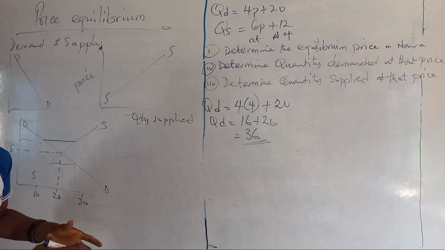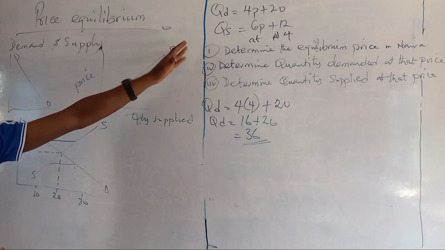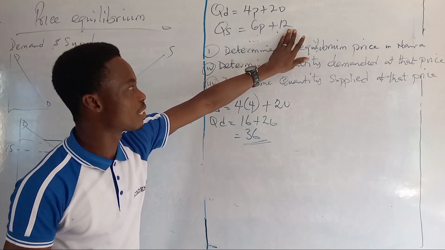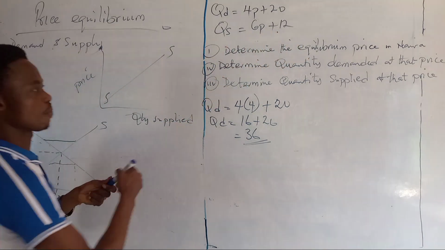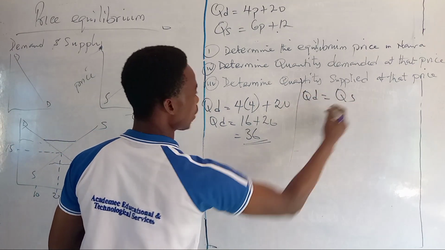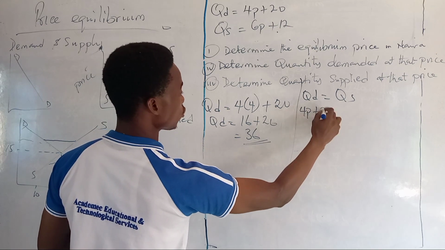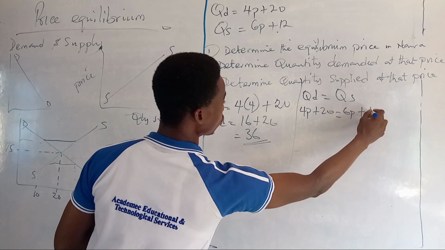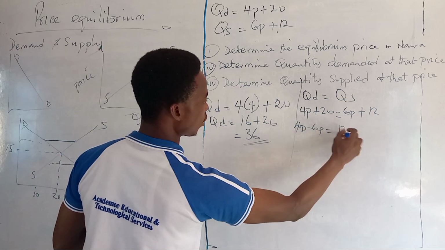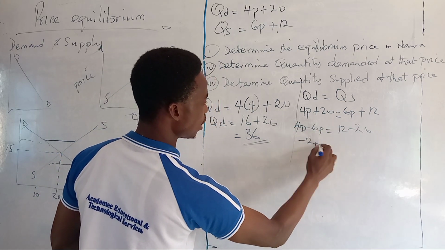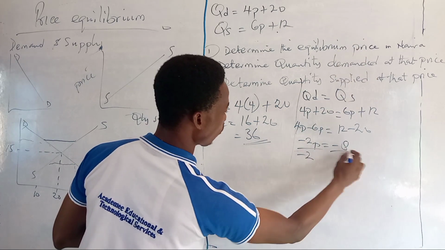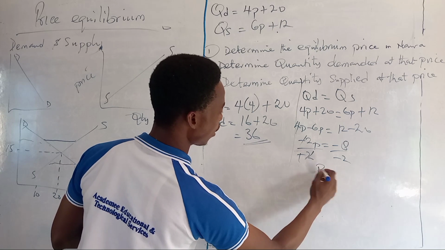But if you don't want to be given any price first, and want to get the price on our own, you can do it this way by equating quantity demanded to quantity supplied, which means 4p plus 20 equals 6p plus 12. Let's see what we get there. 4p minus 6p equals 12 minus 20, which gives minus 2p equals minus 8. Divide both sides by minus 2, and at the end of the day we have our p to be 4 naira.